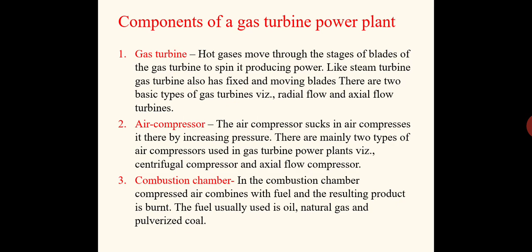Next component is the air compressor. As we know, initially a compressor is required. The air compressor sucks in air and compresses it, thereby increasing the pressure. That is the purpose of the compressor, to increase the pressure. There are mainly two types of air compressors used in gas turbines: either centrifugal compressors or axial flow compressors. This is about the compressor. Usually, the gas turbines used are radial flow and axial flow turbines. Both are used. Anyway, that you might have studied in detail in thermal engineering. So that is all about the air compressor.